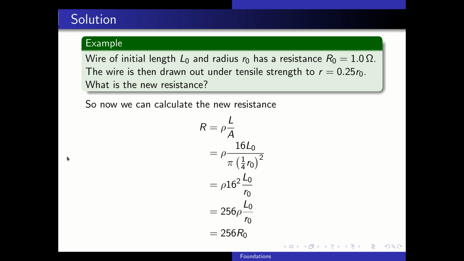Well, that makes sense. Our resistance is greater for a greater length, and it's greater for a smaller area. And when we squeeze this wire down, we do both things. We get a greater length and a smaller cross-sectional area. And so we end up getting a much larger resistance.